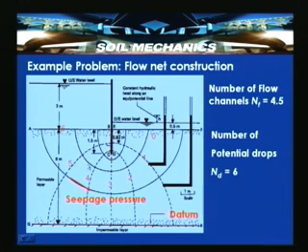So, some approximation is involved in estimating the number of flow channels. So, the number of flow channels here is approximated, for this case, as 4.5. It is an approximation, where it can lead to some errors, but the number of flow channels can be approximated in this example as 4.5 and the number of potential drops as 6.